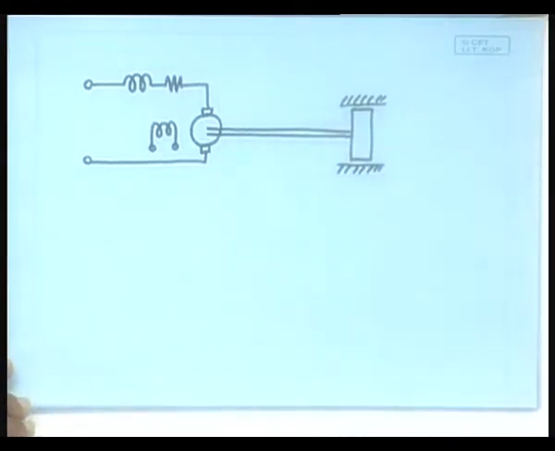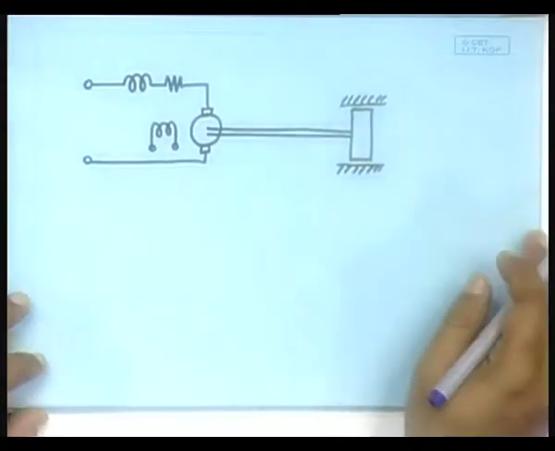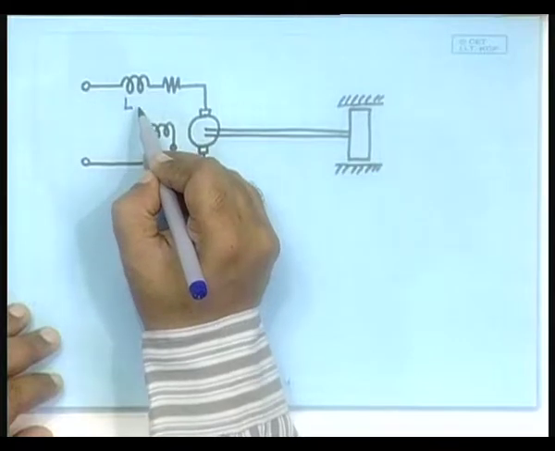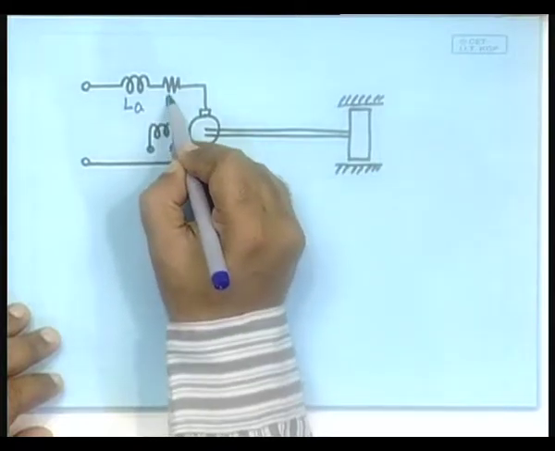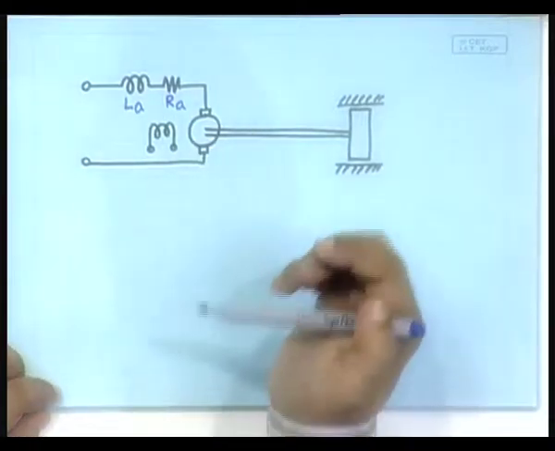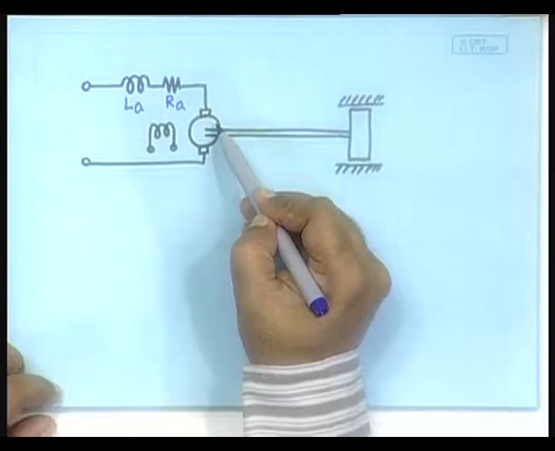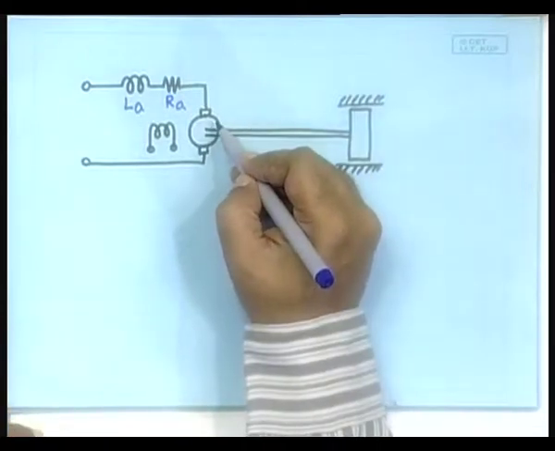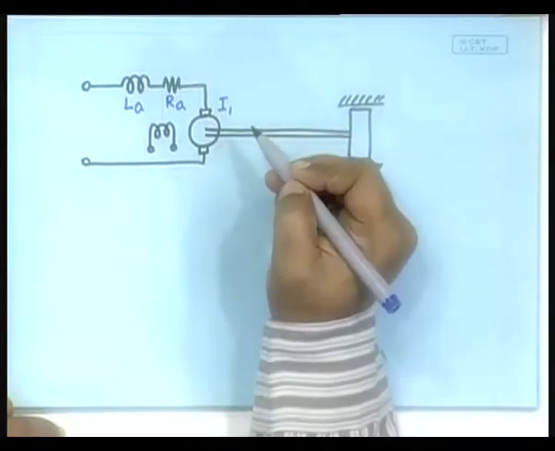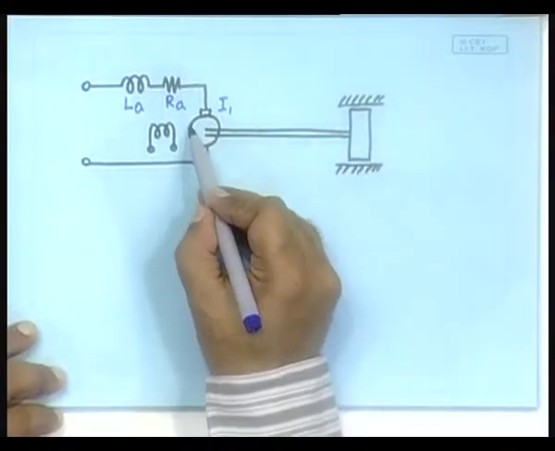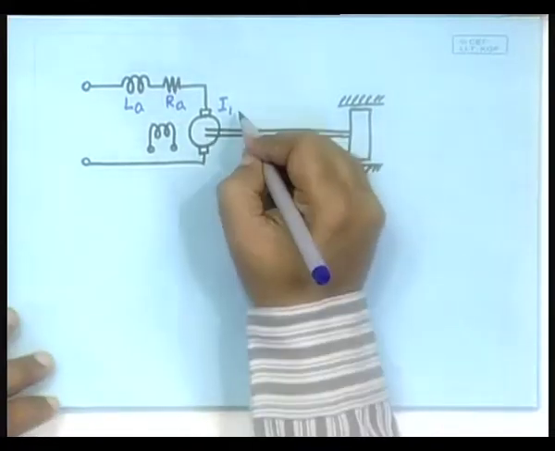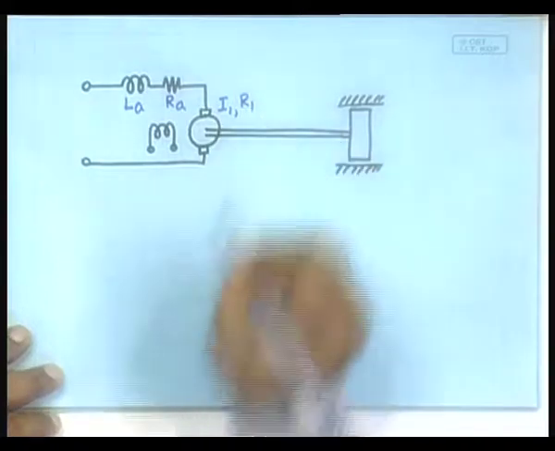So, now if we assign the names to different things, this will become the inductance of the armature, this is the resistance of the armature. Okay, these two things should be there. This rotor should have its own inertia. Let us assign that as I1. There should be a bearing and the bearing should have some friction. So, at this point there should also be a friction.